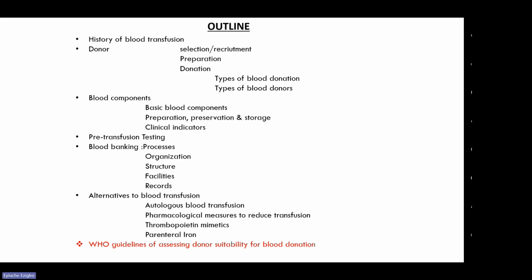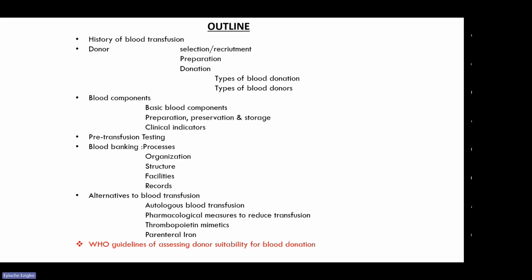Looking at blood donation, we have the history of blood transfusion, donor selection, donor preparation, and the blood donation itself, types of blood donation, types of blood donors, blood components. We are looking at basic blood components, preparation, preservation, storage, clinical indicators, pre-transfusion testing, blood banking processes, organization, structure, facilities, records. We have alternatives to blood transfusion.